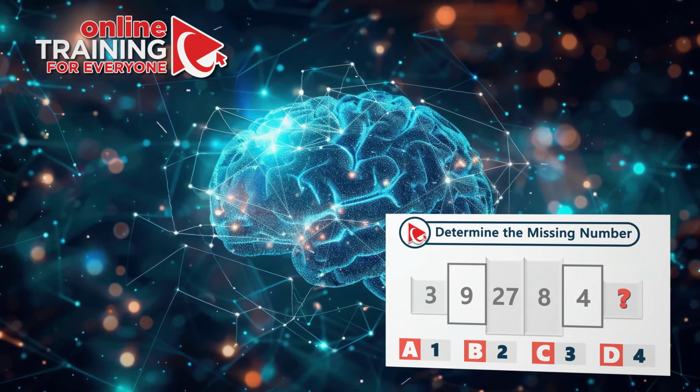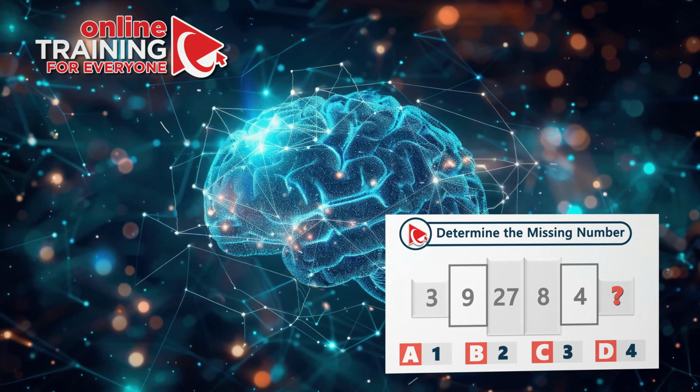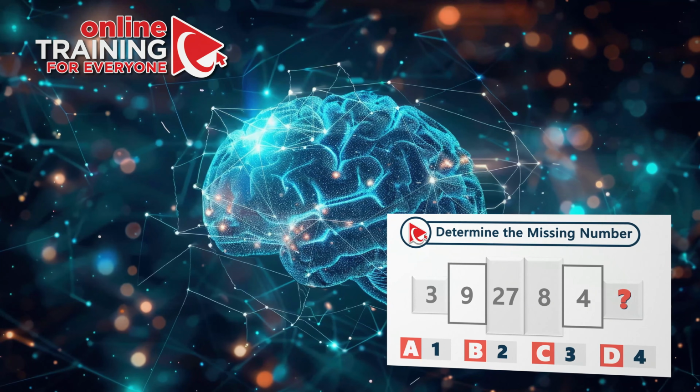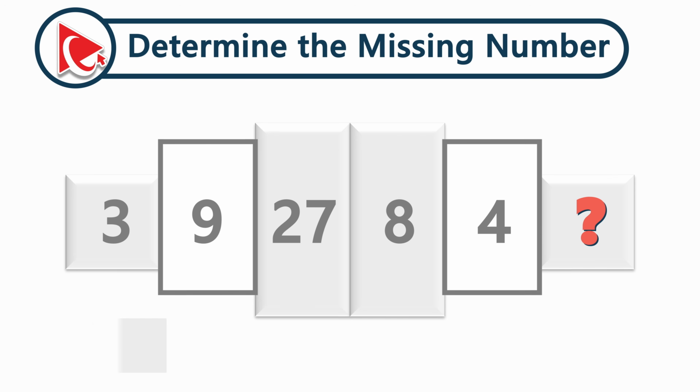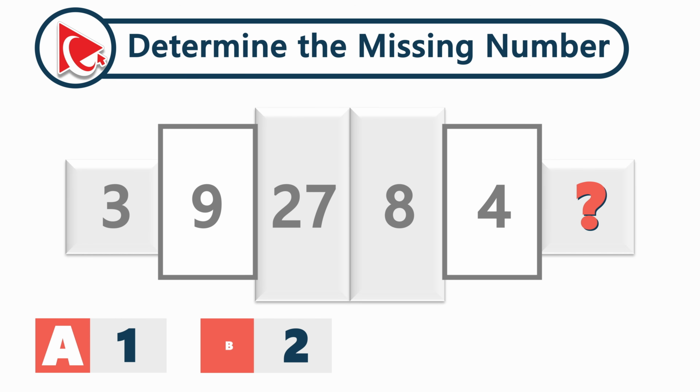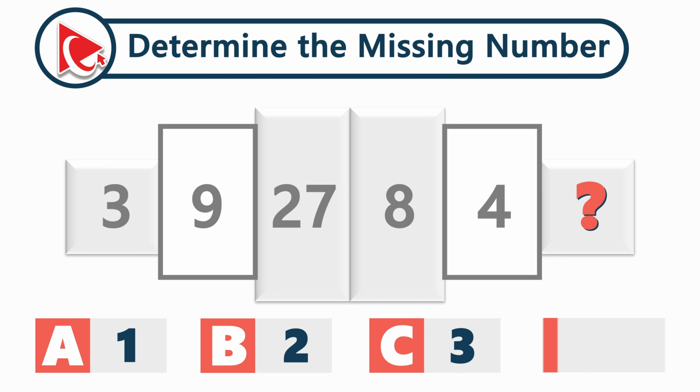Solving this problem might be tricky now, but it's exactly how your brain learns to think faster and sharper, so make sure to keep going. You're presented with the series of shapes and numbers. The numbers are 3, 9, 27, 8, 4, and then comes the missing number, which you need to calculate and select your answer out of 4 possible choices: A 1, B 2, C 3, or D 4.